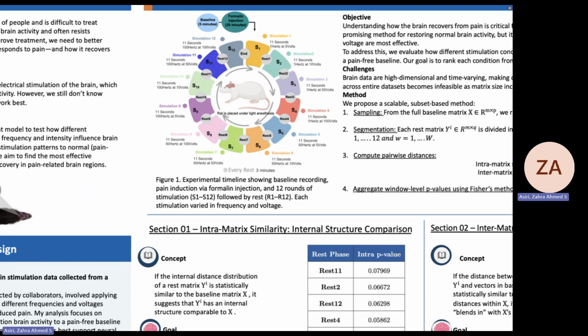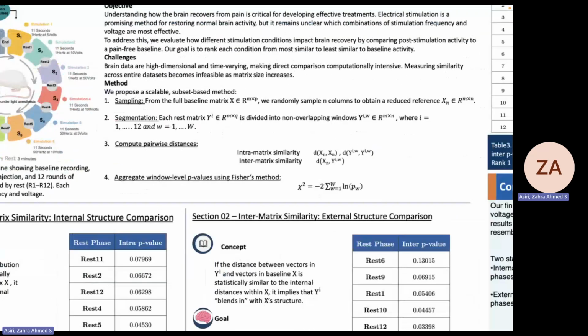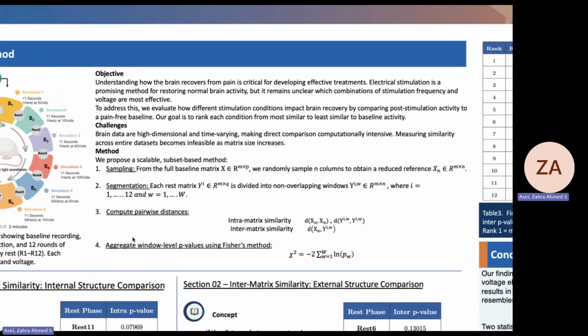For example, S1 used 1 Hz at 5 volts, S12 used 100 Hz at 100 volts. After each session, there is a 3-minute rest phase, R1 to R12, where brain activity is recorded. These recordings are the focus of my analysis. Our goal is simple: which stimulation setting helps the brain recover best after pain?